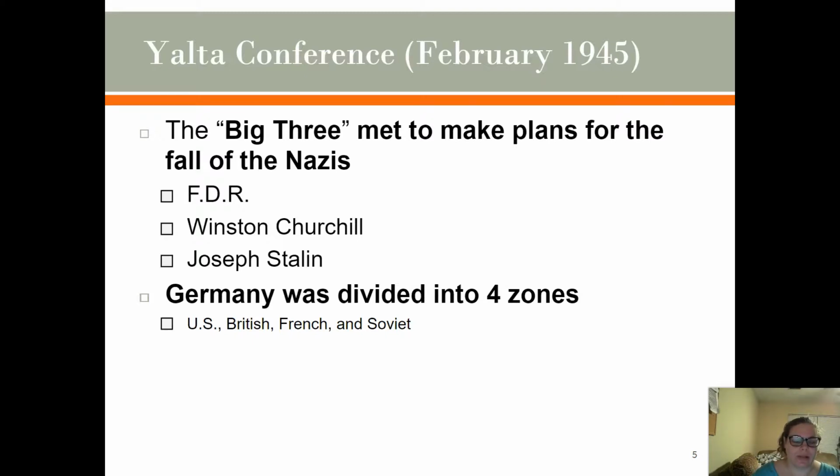Yalta is also the place where Stalin says he will allow any countries he controls to hold free democratic elections to decide whether or not they want to be communist. He says that. He never actually does it, but he says he will.